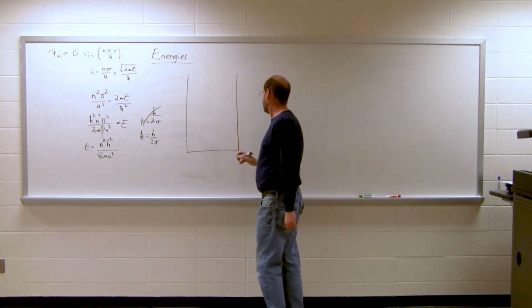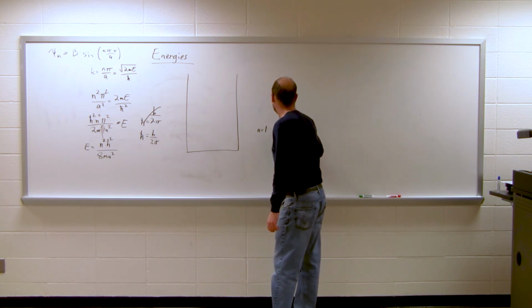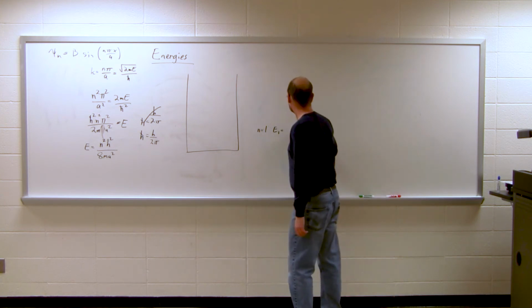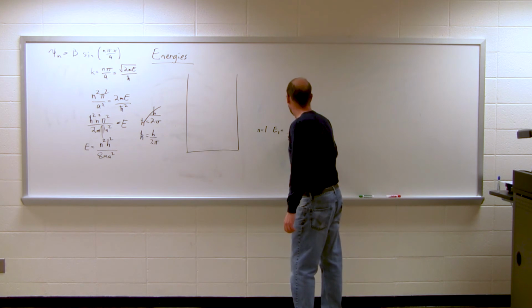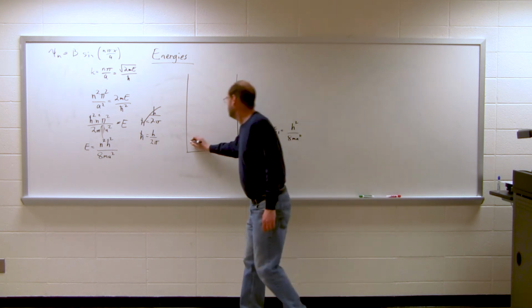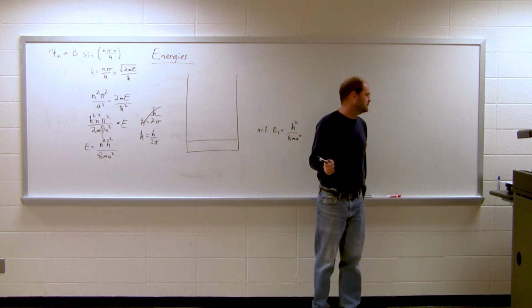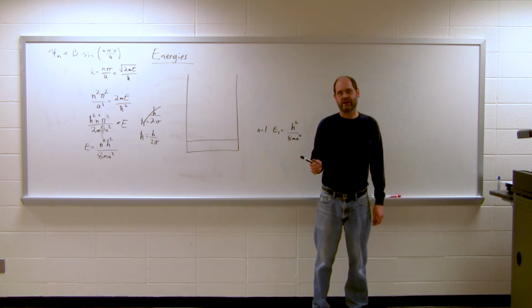So first off, at n equals 1, my energy is equal to h squared over 8ma squared. That's not zero. This is important to note. The energy is not zero for the lowest energy state.